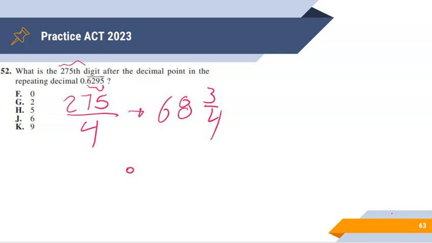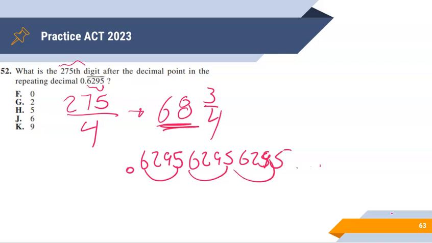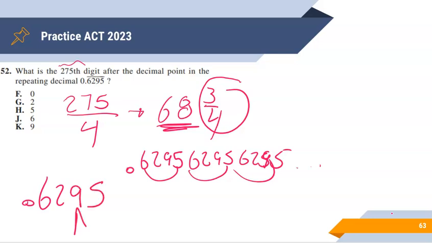So what's going to happen is we have 0.6295, 6295, 6295, and so on. We're going to have a total of 68 of those, and then we're going to have 3/4 of the last piece. Well, I think if we're looking at 0.6295, 3/4 would be 9, right? That's the third spot of the 4.